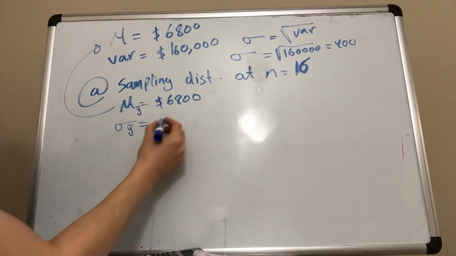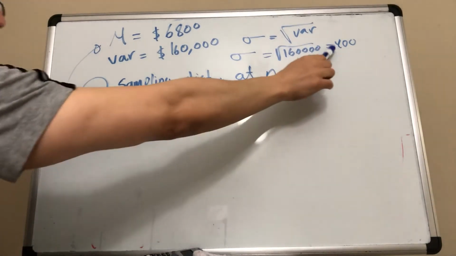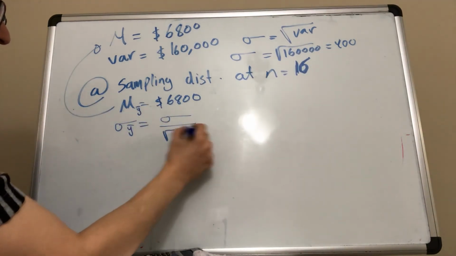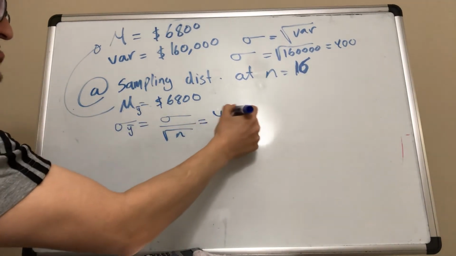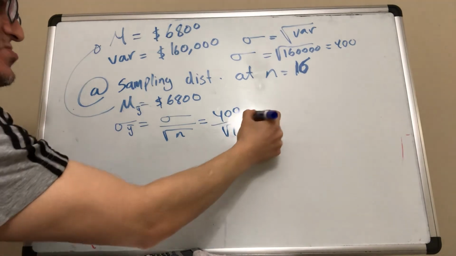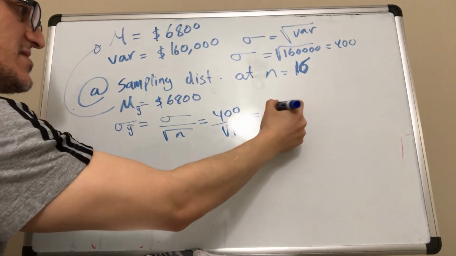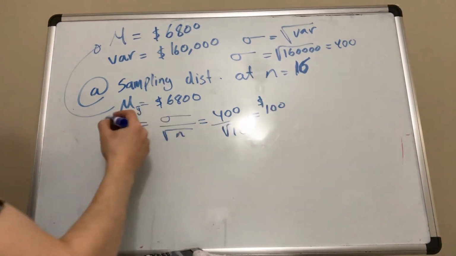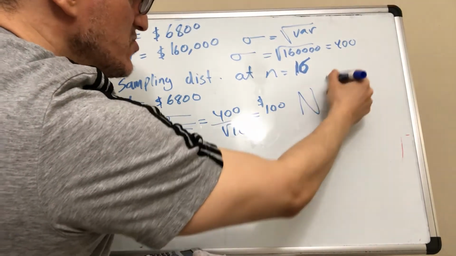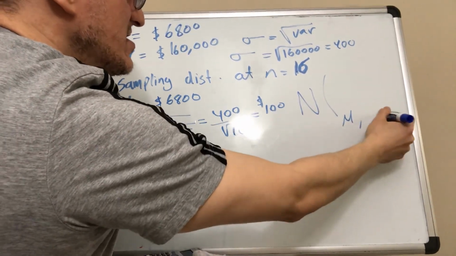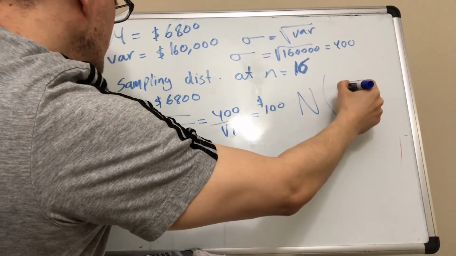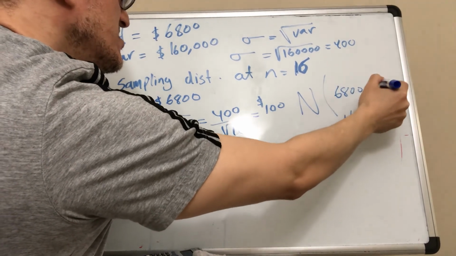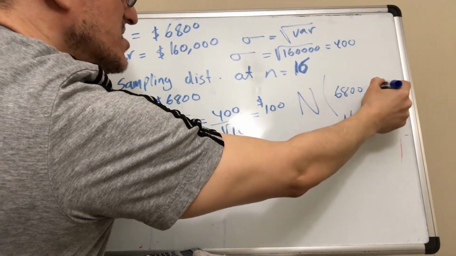But the sigma, you take the sigma that you have and you divide it by the square root of n. So you take the 400 over the square root of 16, and that will give you 100. Then your distribution is now normal with mu 6800 and sigma of 100.